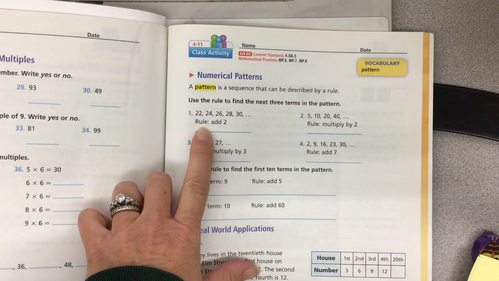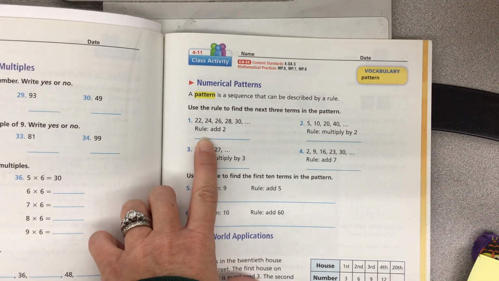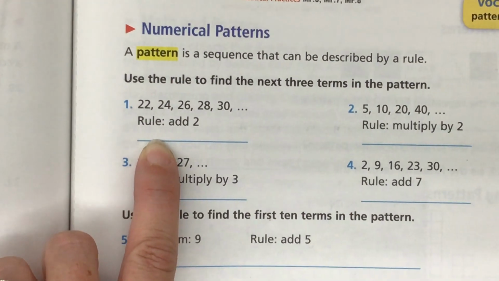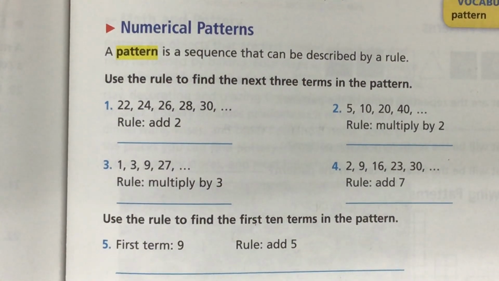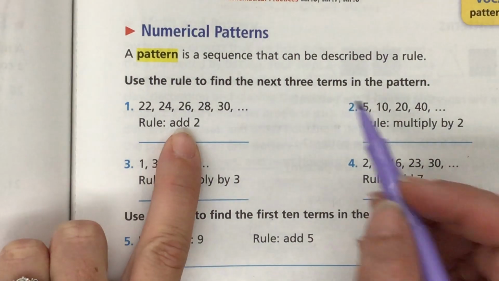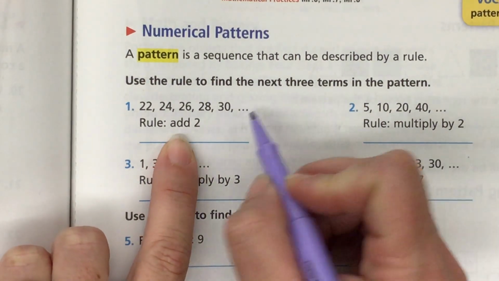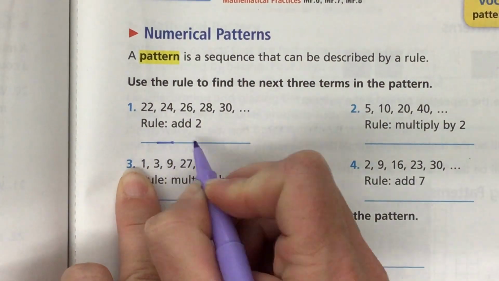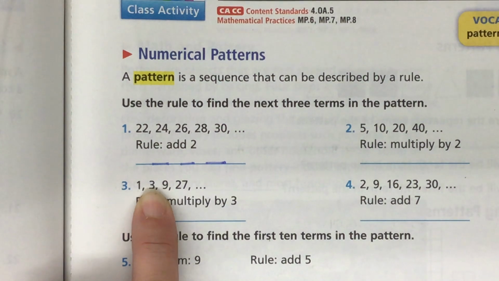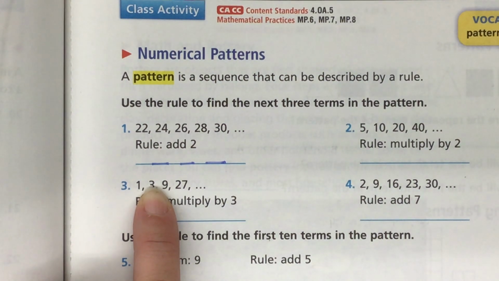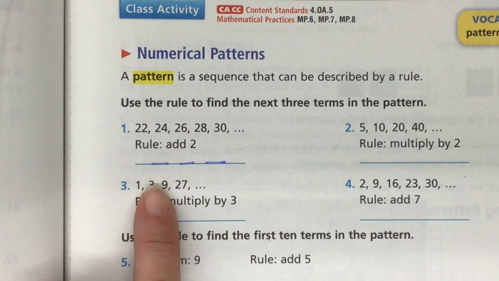Use the rule to find the next 3 terms in the pattern. So I like to follow kind of the same tip that we did yesterday when we were coming up with multiples. So I'm thinking I need 3 more terms. So I'm going to write down 1, 2, 3 lines just to help me remember what I'm doing. Miles, you're going to see how easy this is in a moment.